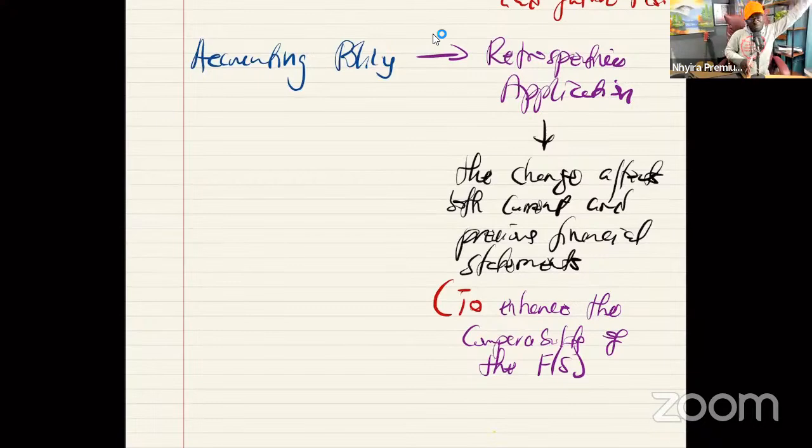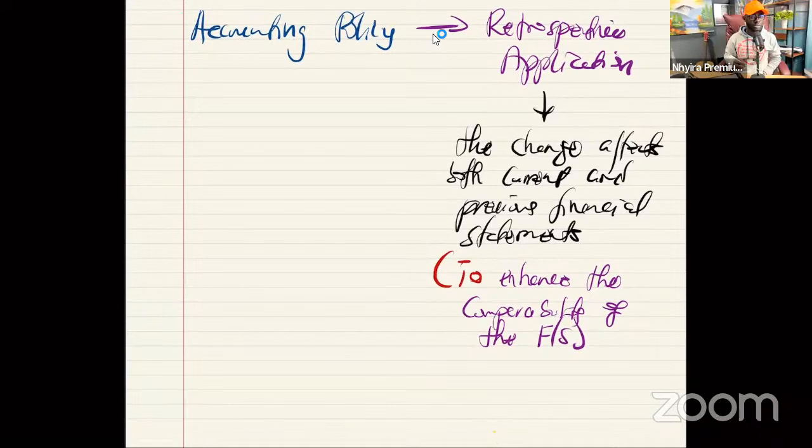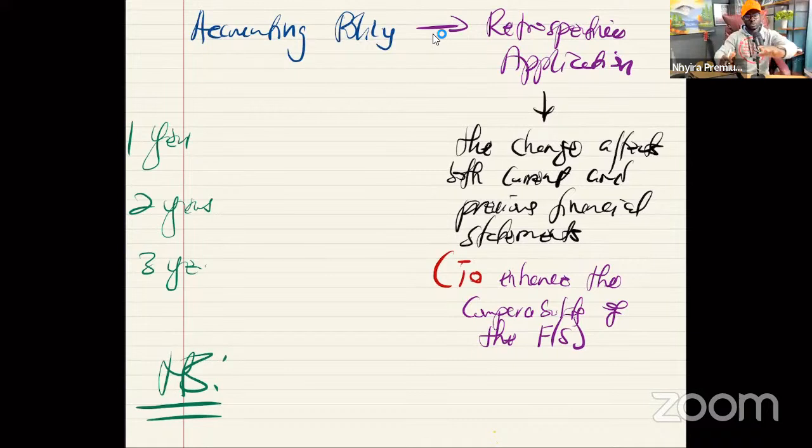Now, how far back can we go? It depends on the judgment of the company. They can go 1 year back, 2 years back, or 3 years back. But note, the standard states that where it is impractical to apply it retrospectively, a change in accounting policy will be applied prospectively. Let me explain that. The standard says where it is impractical, meaning it doesn't make sense, meaning it is not possible for us to go back to the previous financial statements and adjust them, then the entity can use prospective application even though it is a change in accounting policy.